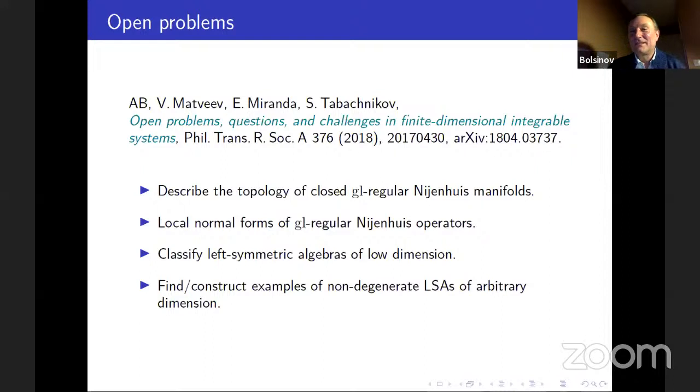The Zoom. So how much time do I have? Let me see. Ten minutes for the applications.